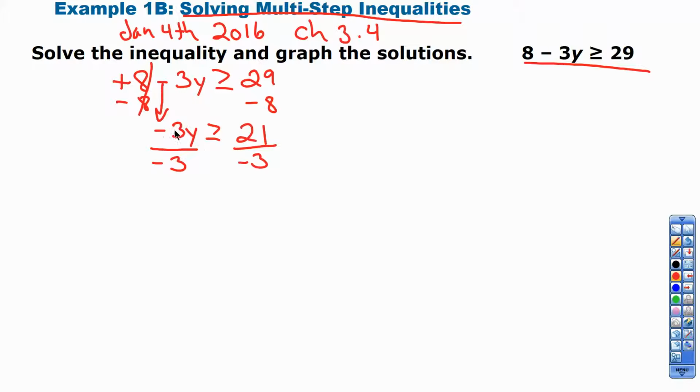So negative 3 divided by negative 3 is 1, and that negative and negative cancel out, becomes positive. Y is less than or equal to, and 21 divided by negative 3 ends up with a negative 7. So multi-step problems, we did 2 things on that, which gives us 2 steps that we had to do in order to solve the equation. Remember, a negative means you have to flip the sign, and therefore we ended up with y is greater than or equal to negative 7.